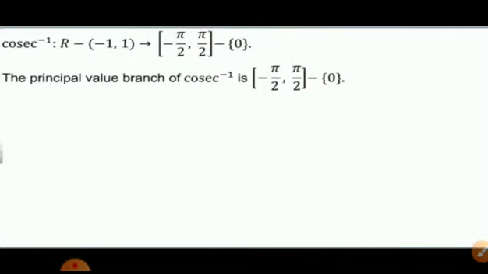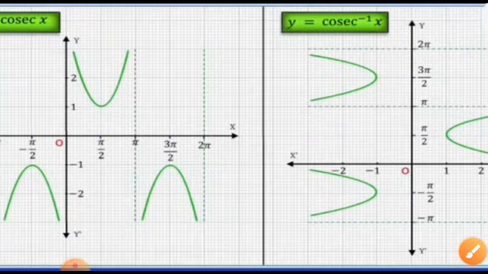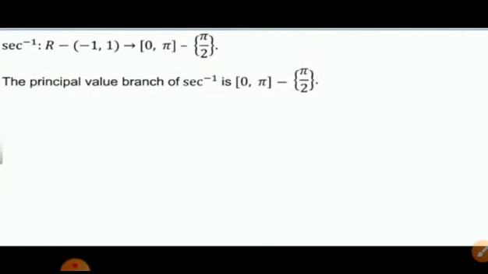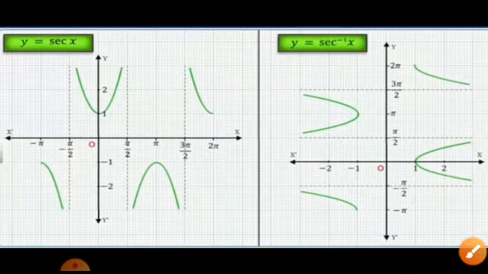Similarly for cosec, the principal value branch of cosec inverse x will be closed interval minus pi by 2 to pi by 2, excluding 0, because it won't be defined there. Understood? And this will be the graph of your cosec inverse x. Similarly for sec inverse x, your principal value will be closed interval 0 to pi, excluding pi by 2. Clear? And the graph will be like this.